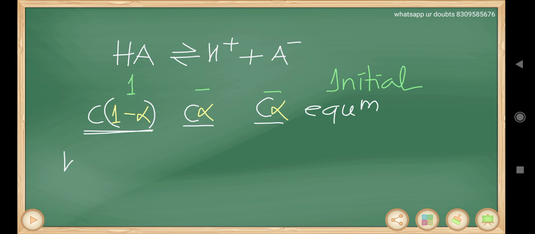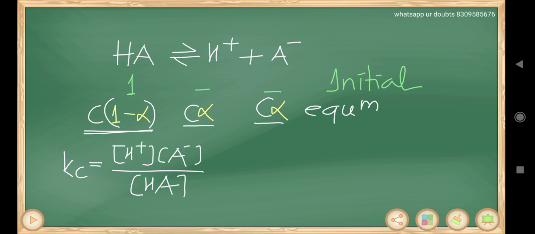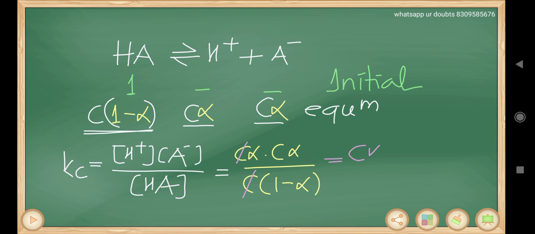According to the Kc concept, Kc is equal to concentration of H plus into A minus by HA. That means C alpha into C alpha by C into 1 minus alpha. C can be cancelled, so this will become C alpha square by 1 minus alpha. But alpha is very, very small when you compare with 1, so here you can very safely neglect this. Kc is now almost C alpha square.